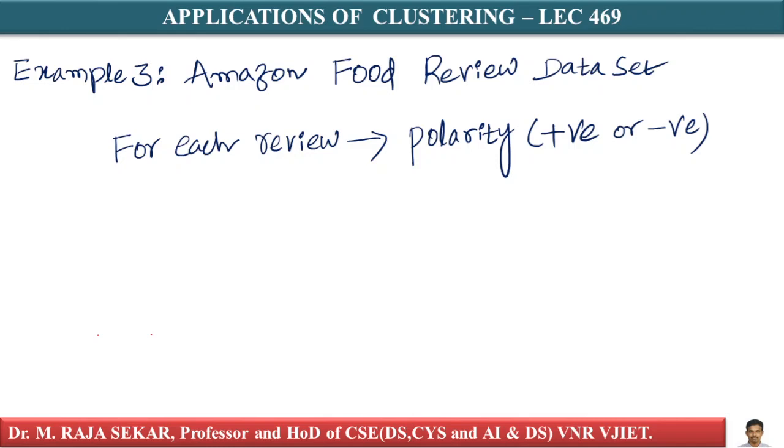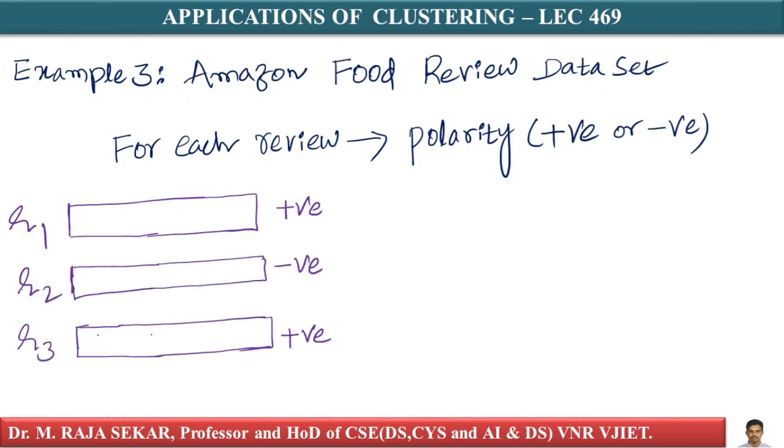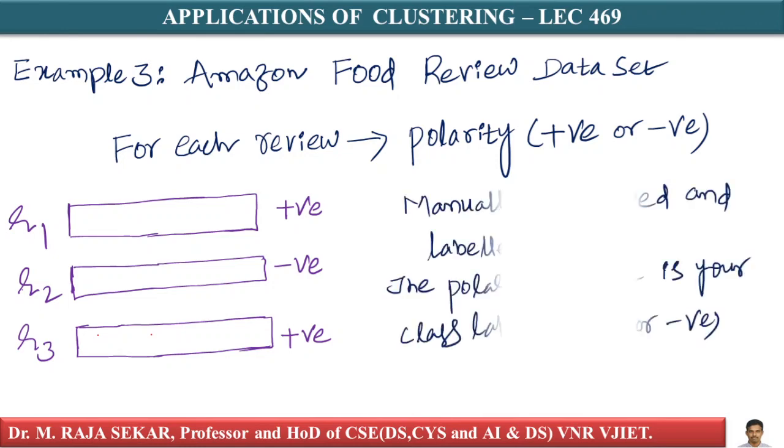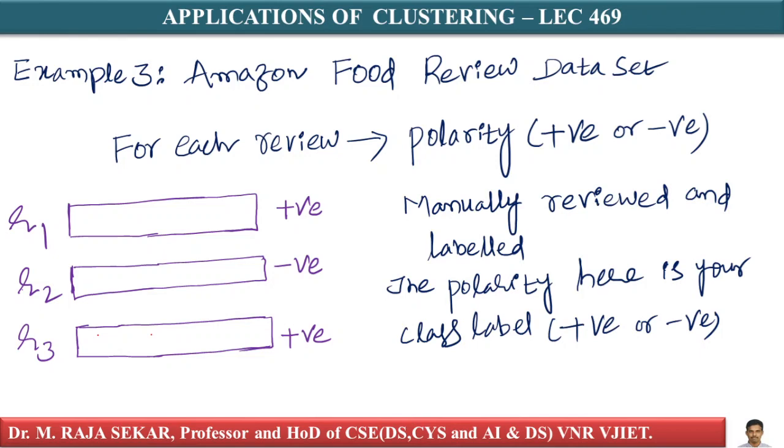Somebody actually read through each of the review texts. So let's assume somebody read through the review text. Yes, this first one, review 1, is a positive review, review 2 is a negative review, and the third one is a positive review, let's assume, and so forth. Some human being manually reviewed all of these and labeled the polarity. Here polarity means what? Class label. The task is that a human read all this and manually labeled it.